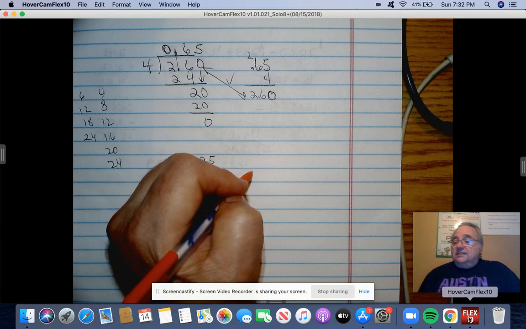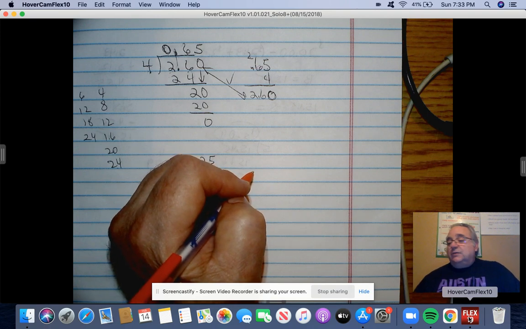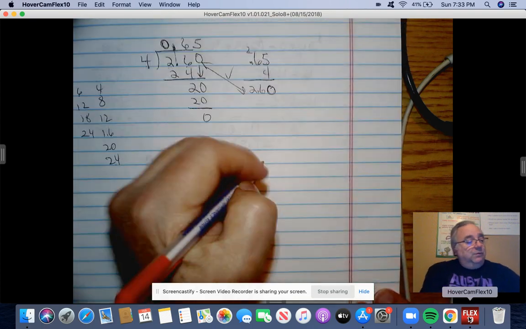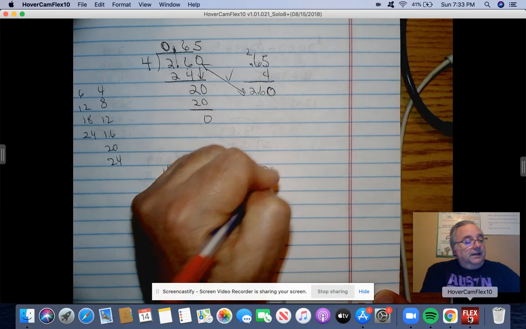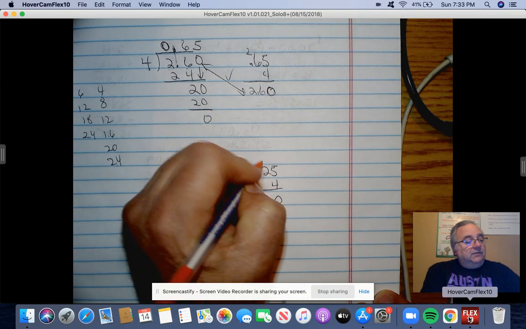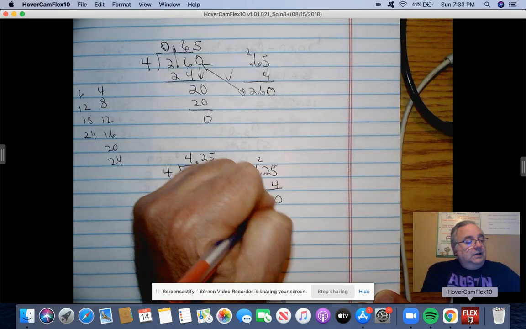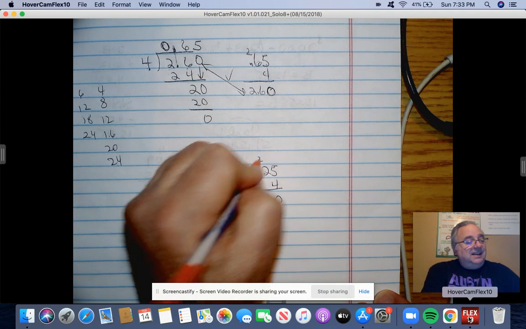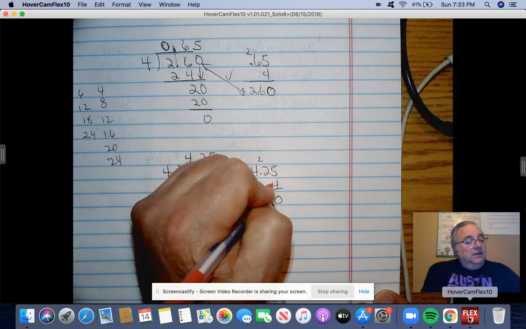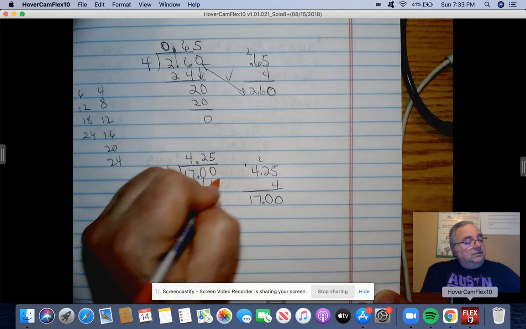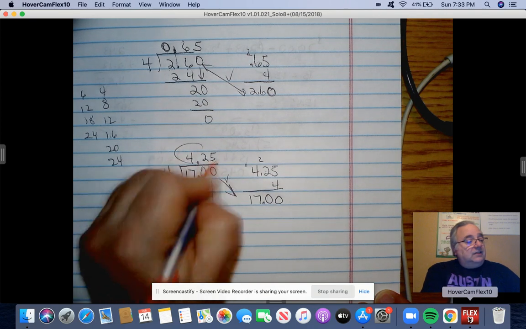How do I check this out? What do I have to do to make sure this is correct? Excellent. Yes, we multiply 4 and 25 hundredths times 4. 4 times 5 is 20. Carry 2. 4 times 2 is 8. 9, 10. Carry 1. 4 times 4 is 16. That's 17. So the answer is equal. So I did it right. The answer is 4 and 25 hundredths.